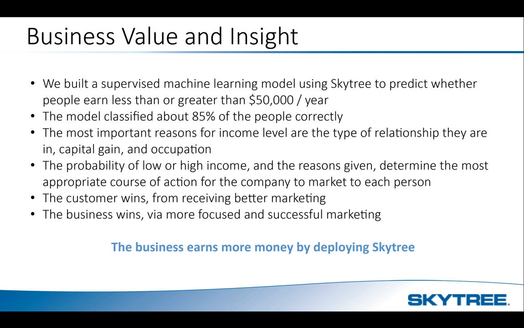The probability of low or high income and the reasons given determine the most appropriate course of action for the company to market to each person. The customer wins from receiving better marketing, the business wins via more focused and successful marketing, and the business earns more money by deploying Skytree.